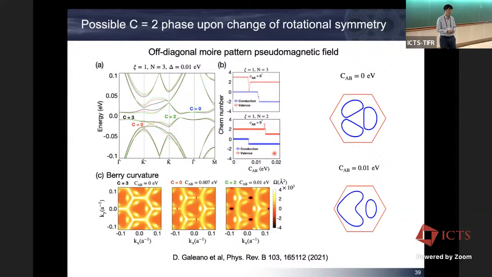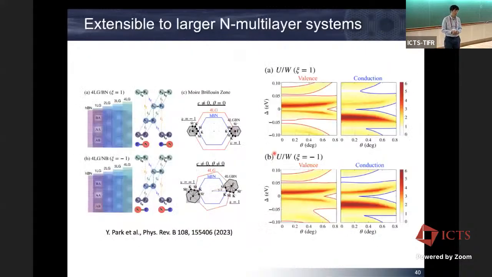It would be interesting to observe this with other kinds of probes. And we can extend this kind of analysis to 4 layers, 5 layers. For this kind of system, we also expect that finite twist angles do not necessarily deteriorate the formation of the flat bands. And in fact, we can achieve narrower bands than in trilayer graphene.